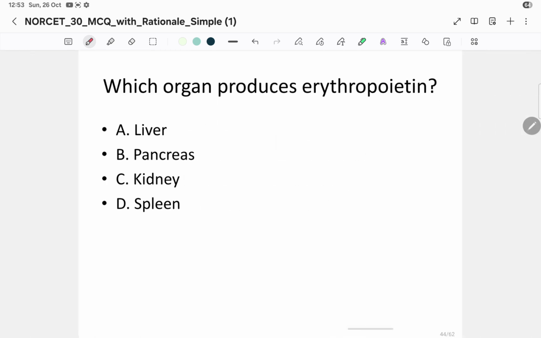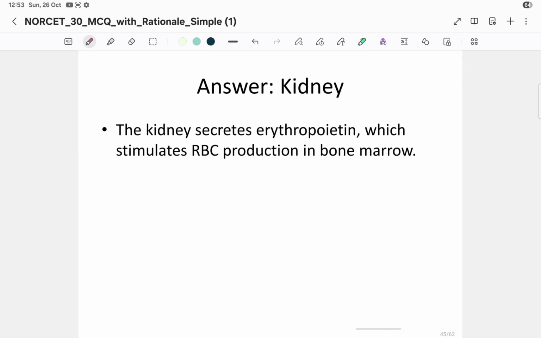Next, which organ produces erythropoietin? A. Liver. B. Pancreas. C. Kidney. D. Spleen. And the correct answer is option number C. Kidney. Kidney produces erythropoietin, and erythropoietin stimulates the production of RBC, red blood cells, in the bone marrow. Clear?